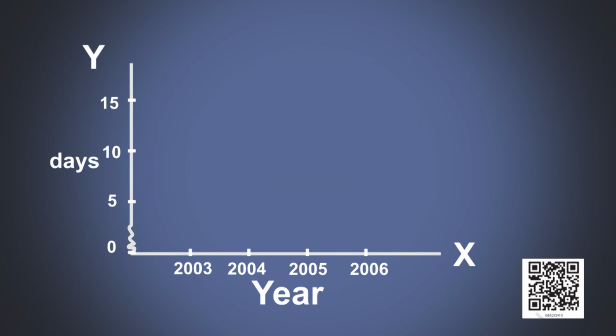First, let us represent the data by points. That is, in the year 2003 you have 8 days of snowfall. In the year 2004 you have 10 days of snowfall. In the year 2005 you have 5 days of snowfall, and in the year 2006 you have 12 days of snowfall. Then connect these points by line segments.